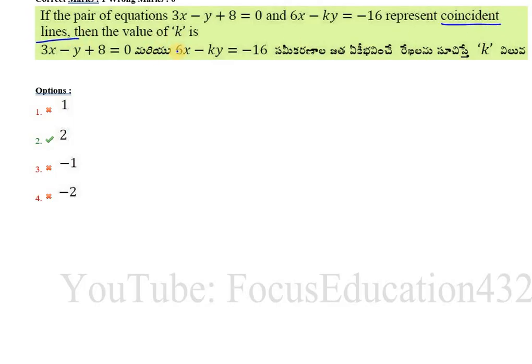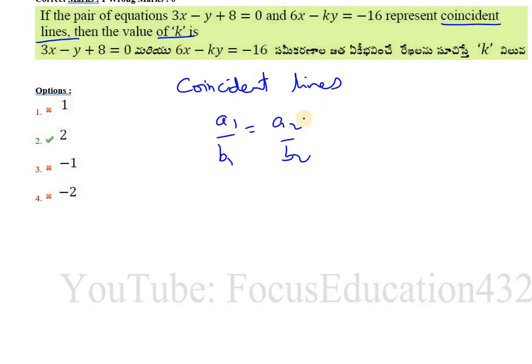Coincident lines, then the value of k. So we should know for coincident lines. You have to remember this. Three conditions are there in the textbook. You have to remember from 10th class. Coincident lines means A1 by A2 is equal to B1 by B2 is equal to C1 by C2.